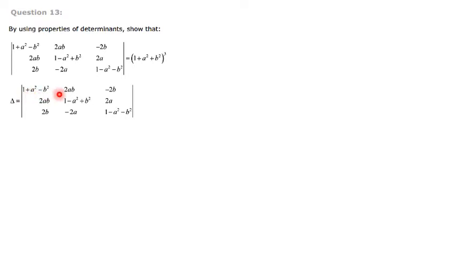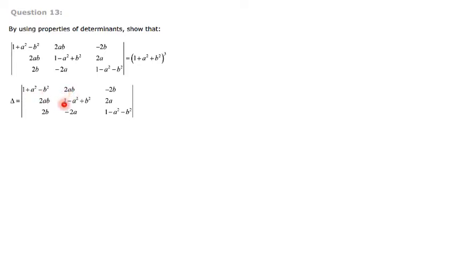So when you look at the left hand side determinant, here there is 1 plus a square minus b square in the first row first element, and in the third row first element there is 2b. So if I multiply b here, it becomes 2b square, and after multiplying b, just add it with this row 1, means 1 plus a square minus b square plus 2b square. So it becomes 1 plus a square plus b square.